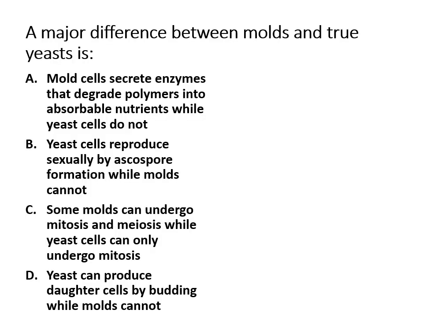Take a moment to think about the following question. So what is the major difference between molds and true yeast? Is it A, mold cells secrete enzymes that degrade polymers into absorbable nutrients, while yeast cells do not. B, yeast cells reproduce sexually by ascospore formation, while molds cannot. C, some molds can undergo mitosis and meiosis, while yeast cells can only undergo mitosis. Or D, yeast can produce daughter cells by budding, while molds cannot.